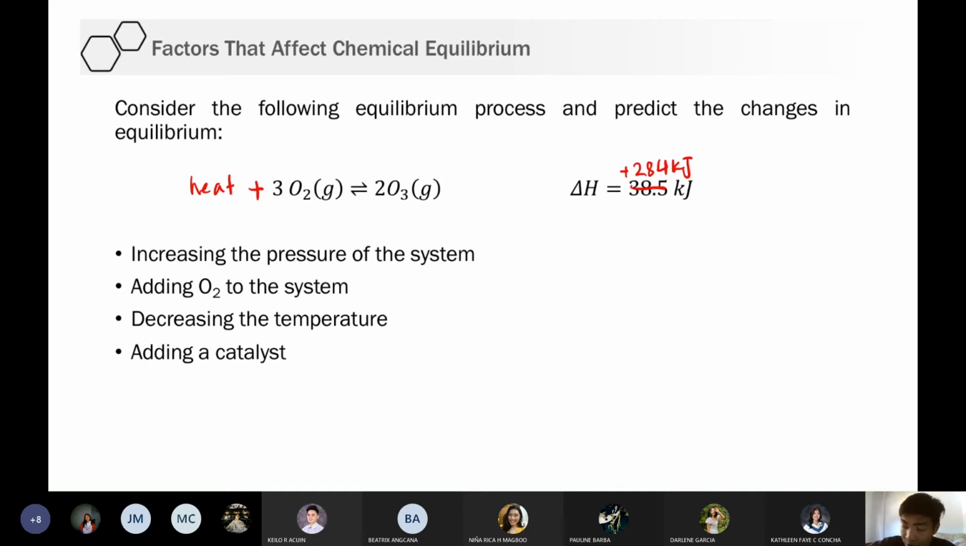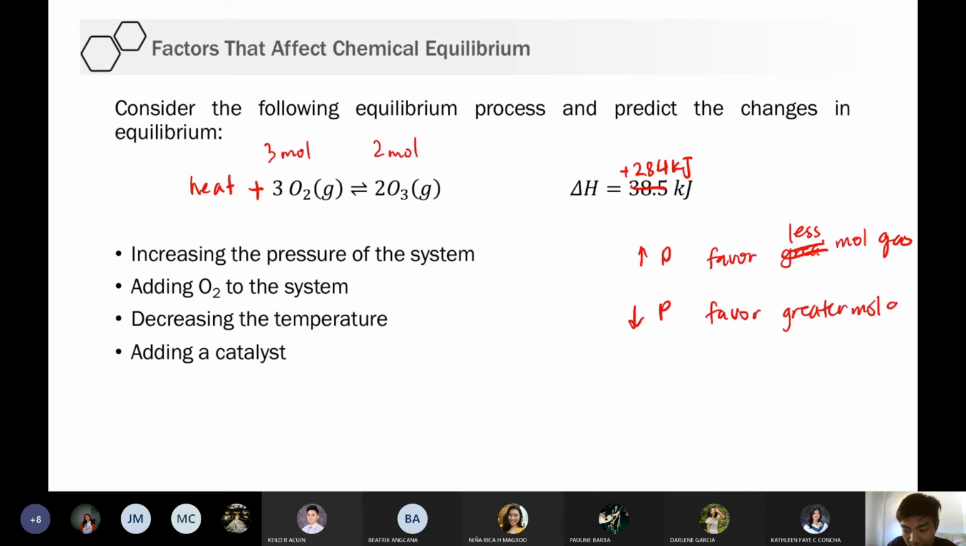First one, increasing the pressure of the system. Since we are talking about pressure, check first which side of the reaction has the greater moles of gases. On the left side, we have 3 moles of gases. On the right side, we have 2 moles of gases. As I told you earlier, an increase in pressure will favor the side with less moles of gas. Decreasing the pressure will favor the side of the reaction with greater moles of gas.